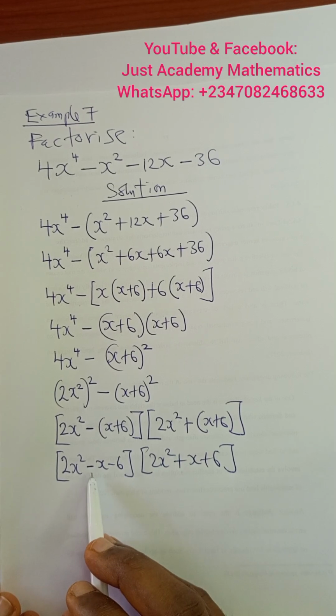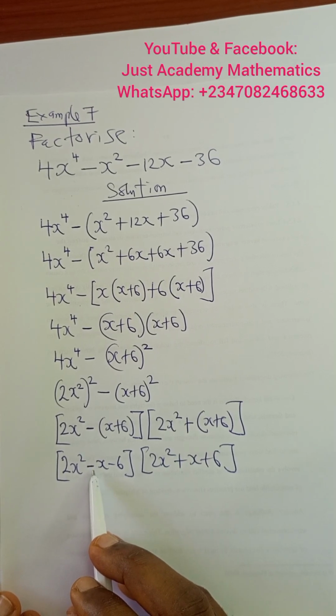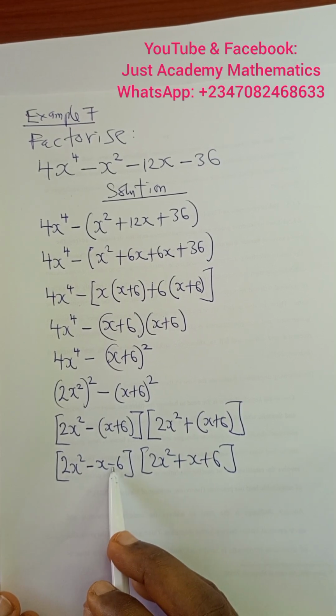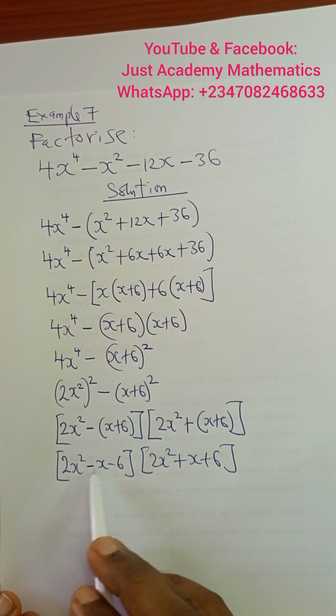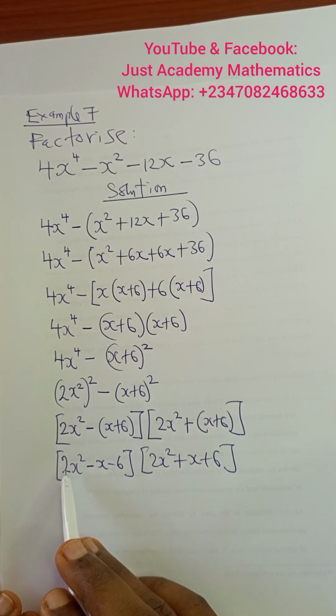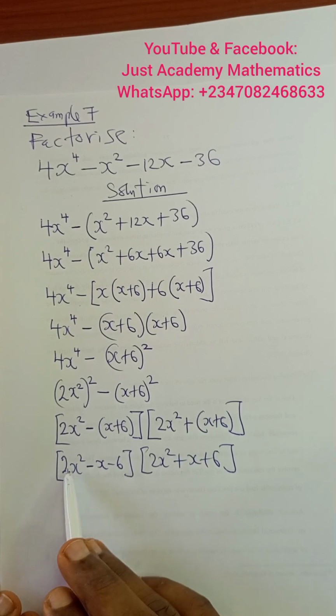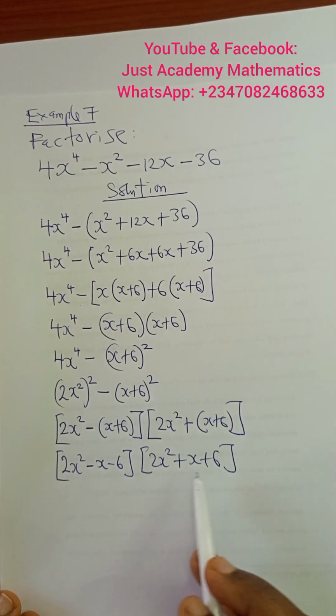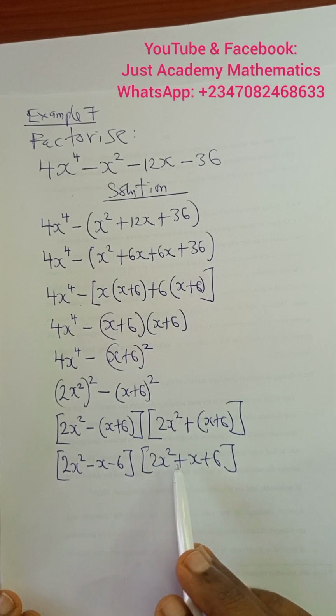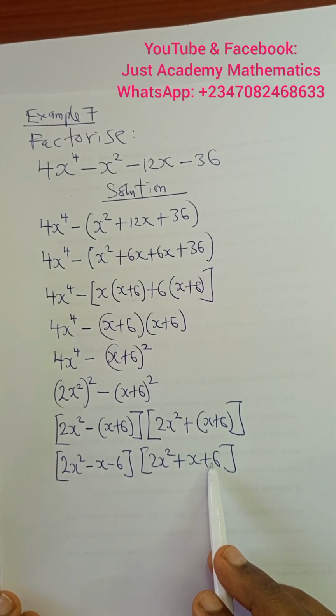So if you check this one now, add to give you minus 1 and times to give you minus 12. I think minus 4 plus 3 will work here. So this can be factorized. Minus 4 plus 3 is minus 1. Minus 4 times 3 is minus 12. So this can be factorized. But for this, add to give you 1 and times to give you 12.